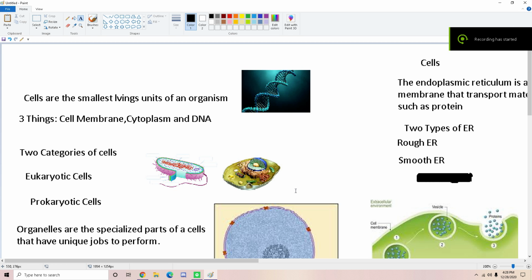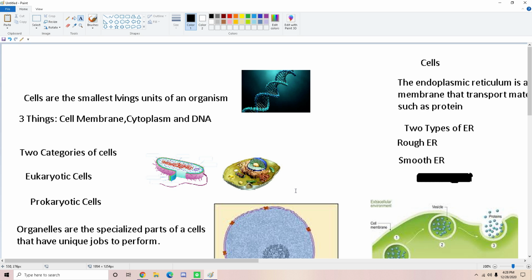My name is Samad Oshad, and today we're going to be learning about cells. Cells are the smallest living units of an organism. All cells have three things in common. All cells have a cell membrane, which separates the inside of the cell from the environment, cytoplasm, which is a jelly-like fluid, and also DNA, which is the cell's genetic material.